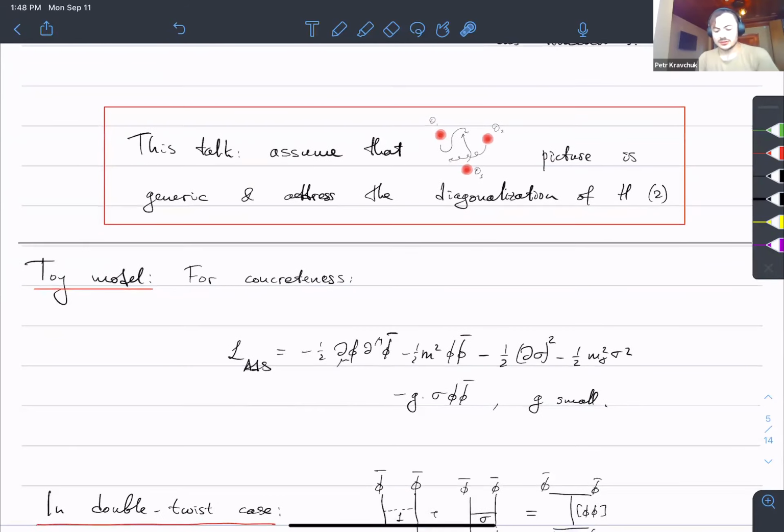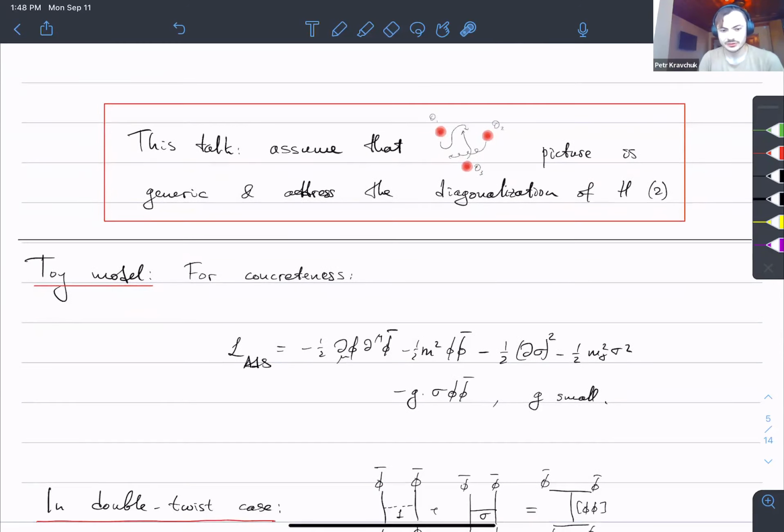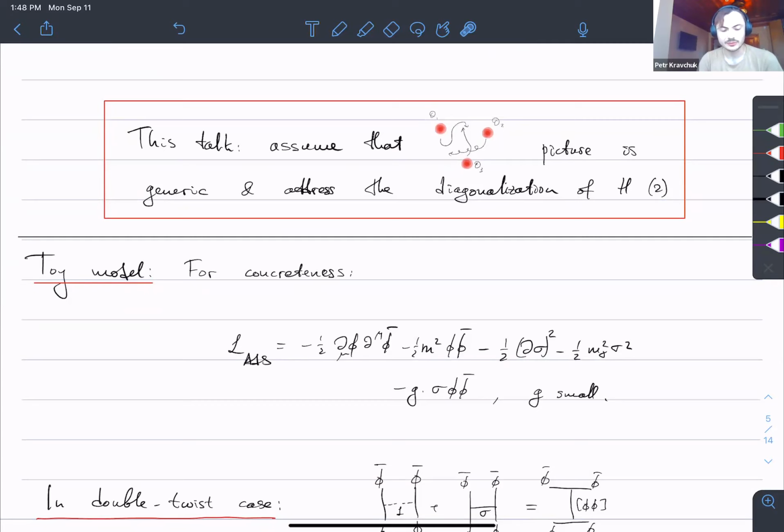So again, I was very vague, I realized, so let me try to be much more concrete. I'm going to focus on a very concrete model, so I'll replace these AdS blobs by particles. For simplicity, I'll just take a massive scalar in AdS. So I have this phi bar. I'll take a charge to just get rid of some mixings.